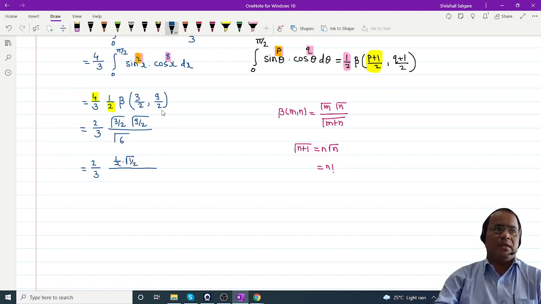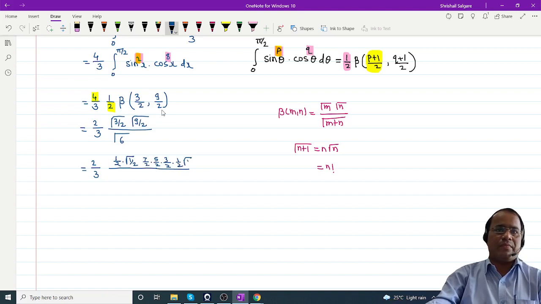Okay. Now the next one, gamma 9 by 2. Can anyone tell how to write it? 7 by 2 into 5 by 2 into 3 by 2 into 1 by 2, gamma of 1 by 2. And gamma 6 is nothing but 5 factorial. That also I will write: 5 into 4 into 3 into 2 into 1. So that is 5 factorial.